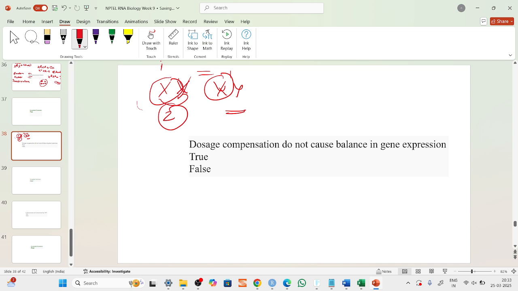Okay, so could you understand? So obviously it is false, because it leads to balance in gene expression. So I hope this is clear. This is the very basics, the very objective of why we are studying about dosage compensation.